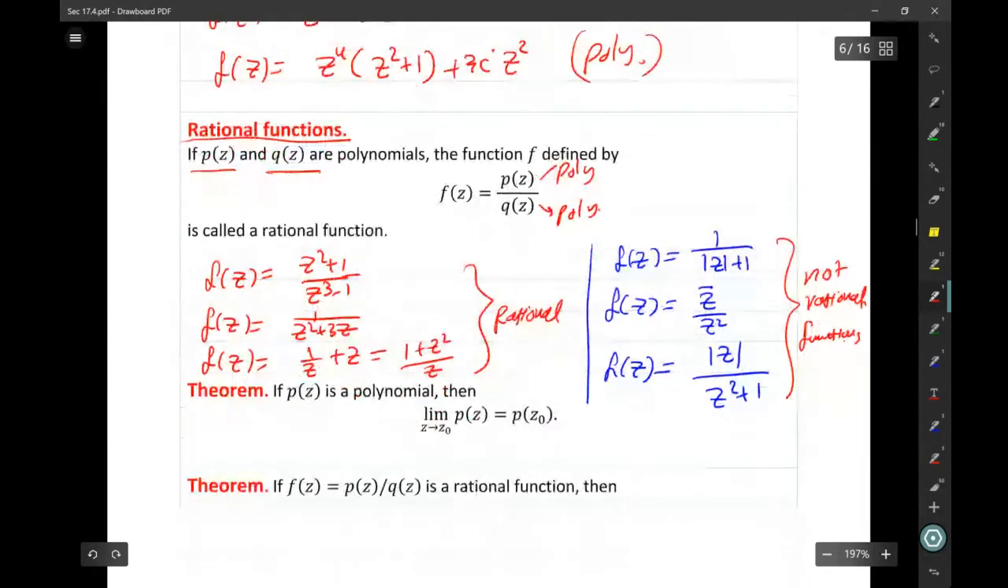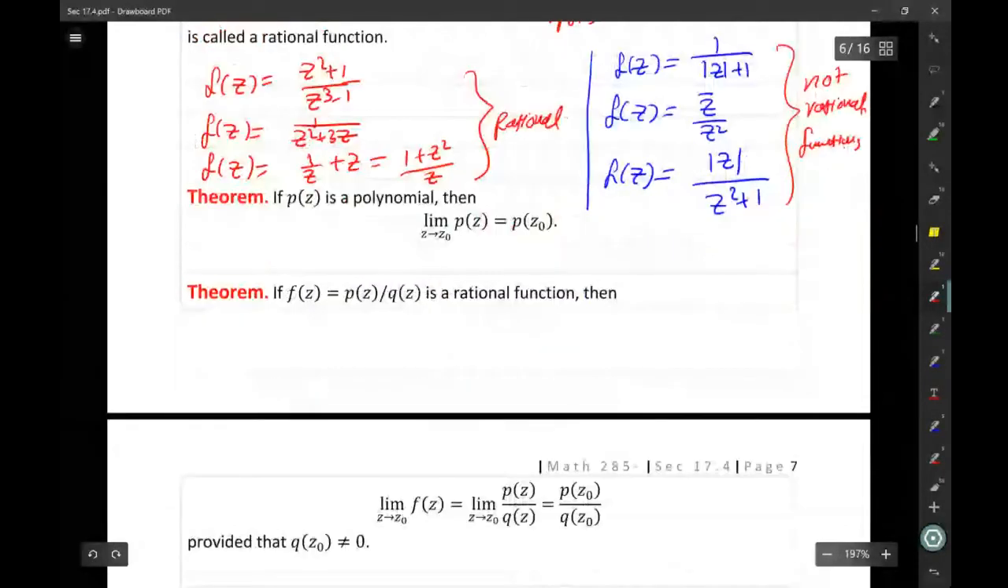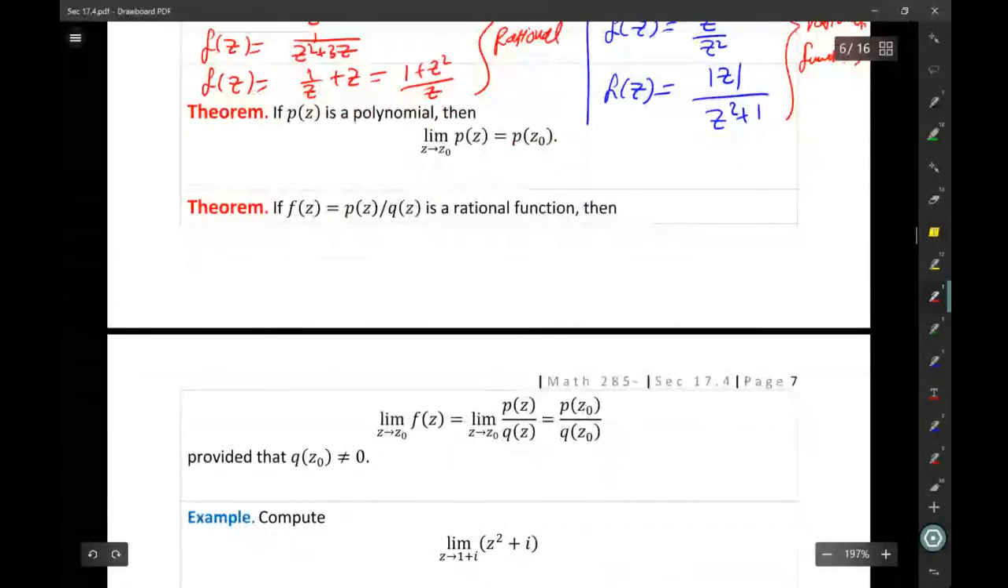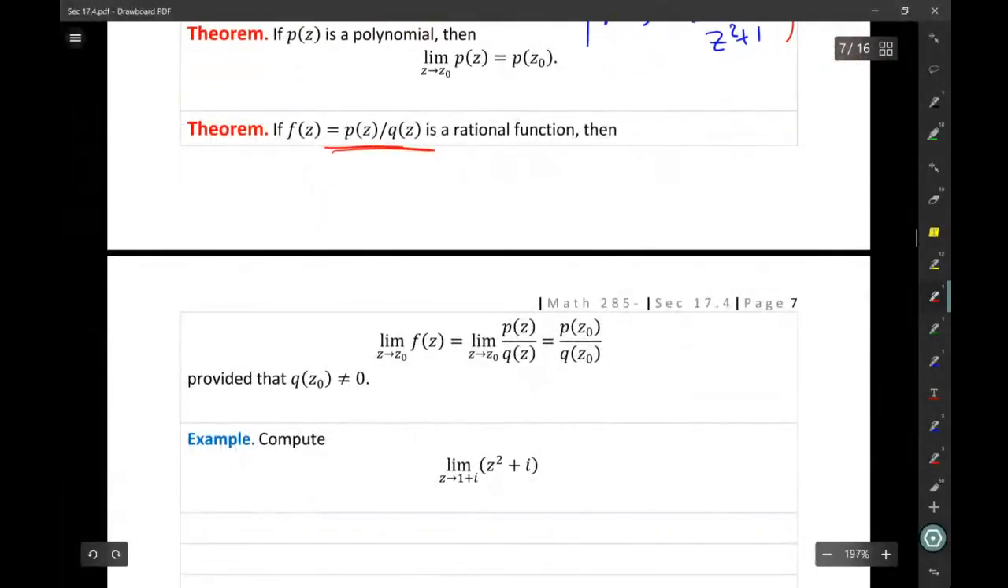Functions. Now, in case we have a rational function, polynomial by polynomial, the limit for this function f of z when z approaches z naught is equal to p of z naught divided by q of z naught. I mean, it is just a matter of substituting z naught in your rational function, provided that q of z naught is not equal to 0.